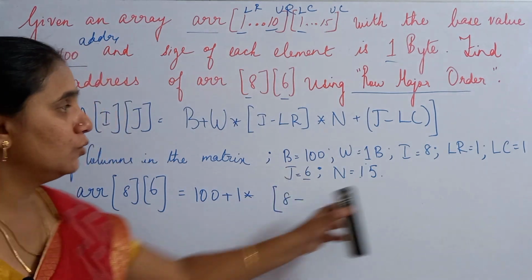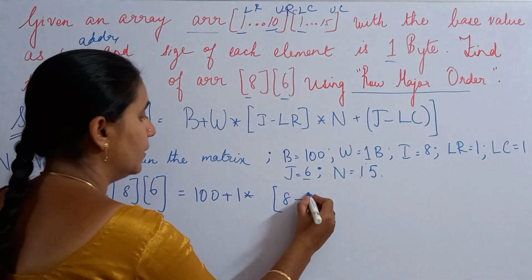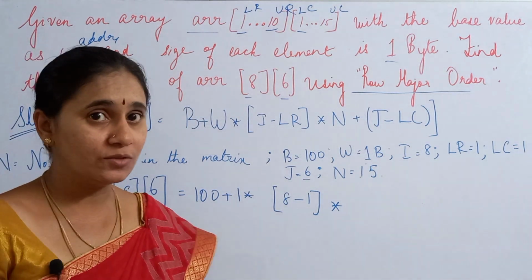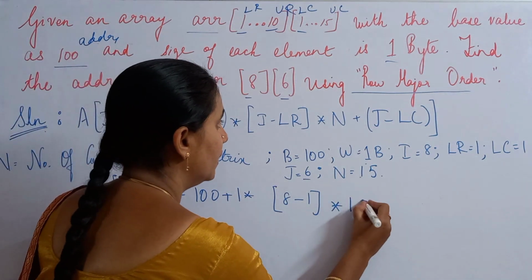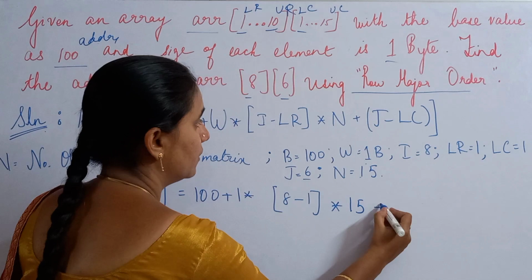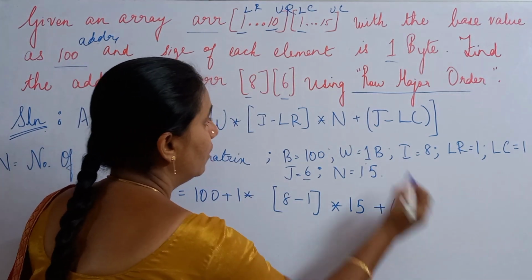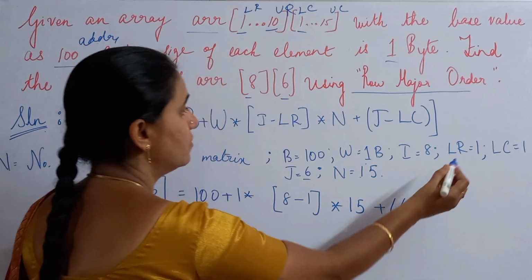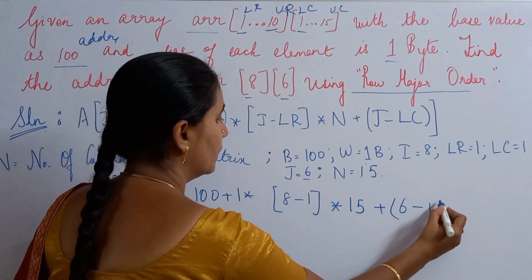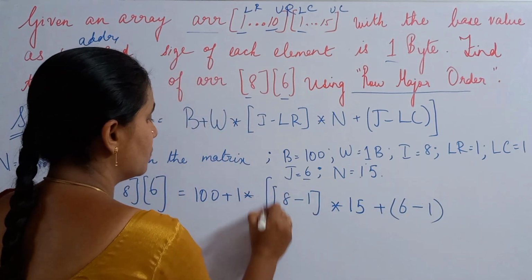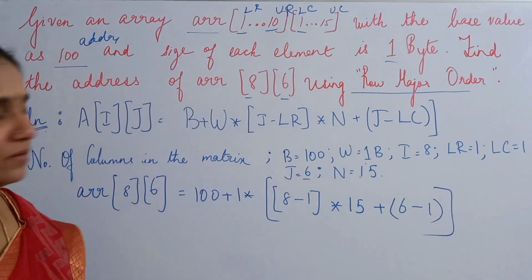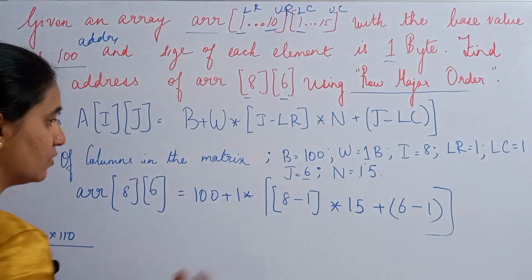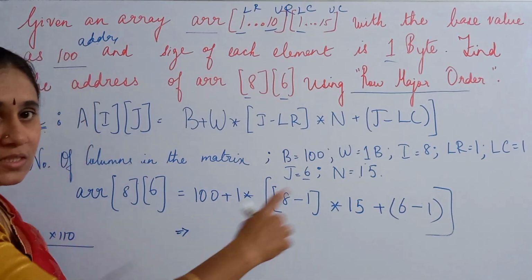What is the LR value? The LR value is 1, into the N value. Just now we have found it, isn't it? The N value is 15. Then plus the J value, which is given as 6, minus the LC value, which is 1. Like this we are going to make the substitution. Now we will see the next step. You solve this line by line.